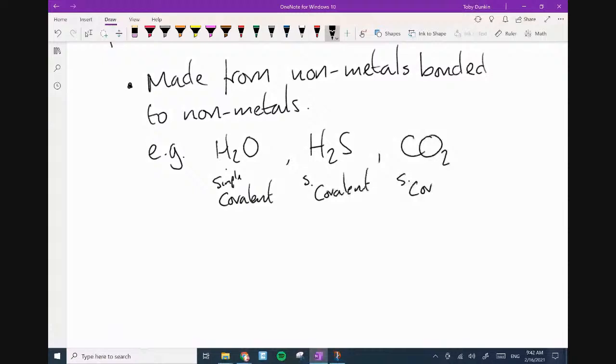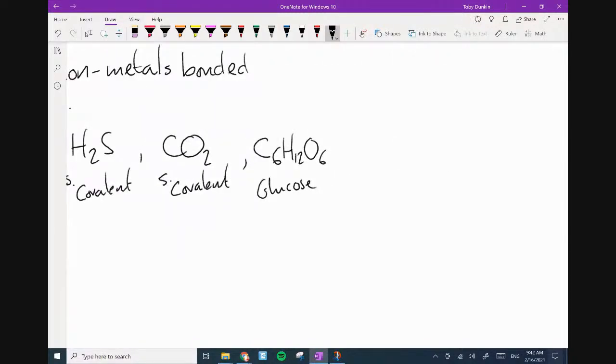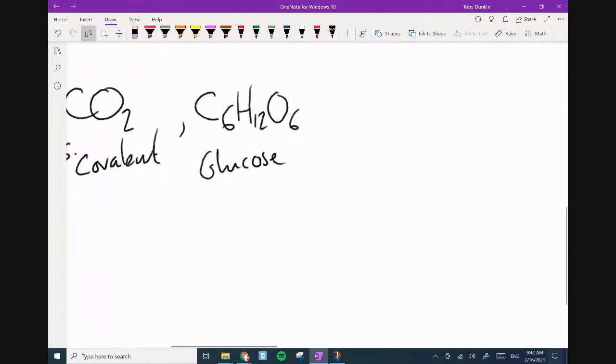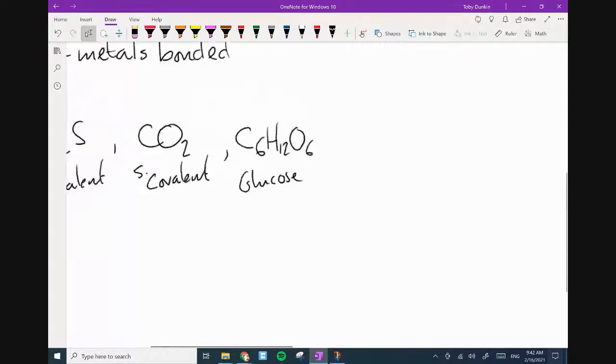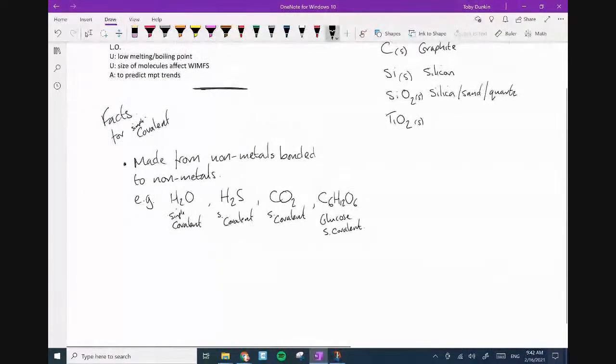Sugar. There's a great one. C6H12O6. By the way, that's actually glucose, if you're interested, not sugar, because the sugar you put in your tea is sucrose, which is actually a disaccharide. I think made from a glucose and a fructose, I think. But that's glucose, and this is simple covalent. We get used to this. If you see all non-metals, you're probably simple.